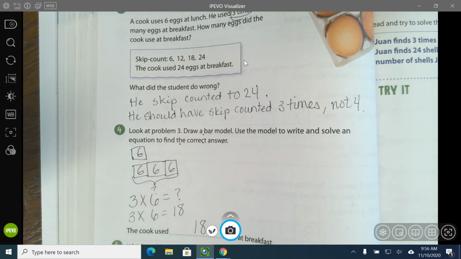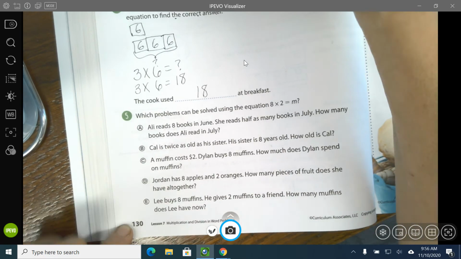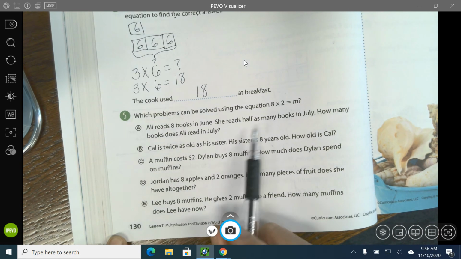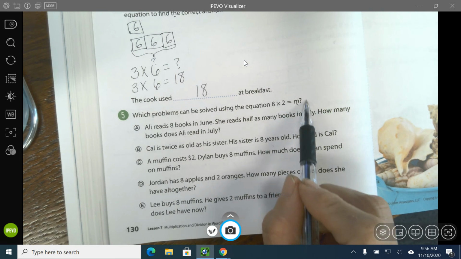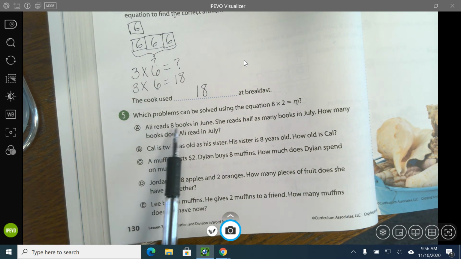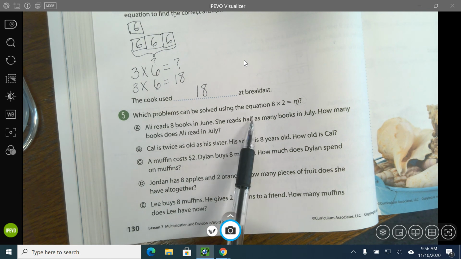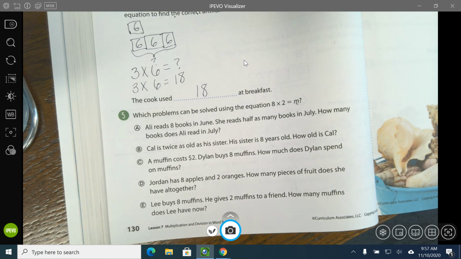All right. Now, Malachi, since you are on there, I'm going to have you help me finish up number 5 as well. Okay, boys and girls, I'm going to have Malachi help me with number 5. Which problem can be solved using the equation 8 times 2 equals m? Remember, the letter m can take the place of an unknown as well. So the first one: Allie reads 8 books in June. She reads half as many books in July. How many books does Allie read in July? Does that answer that question? No, that doesn't make sense.